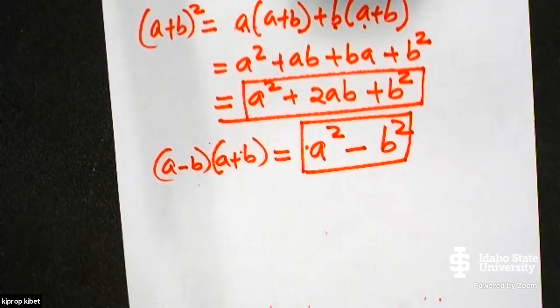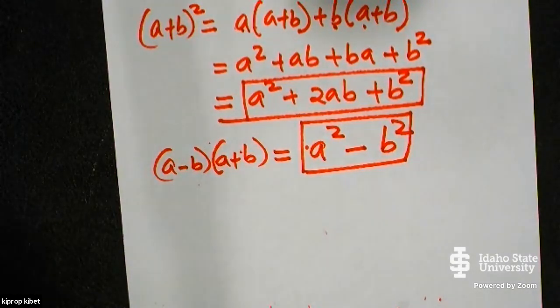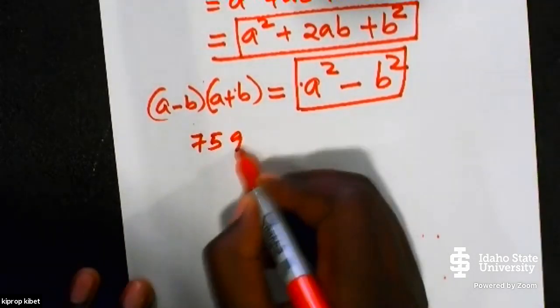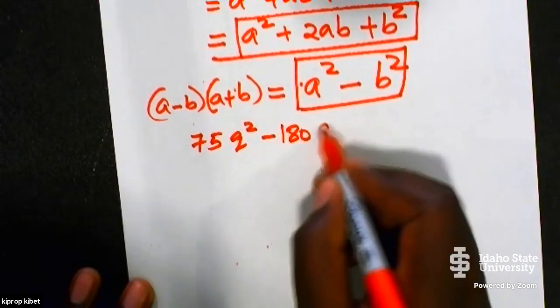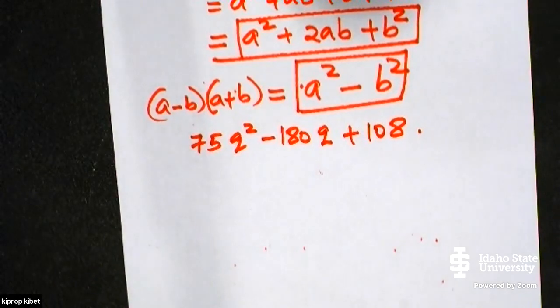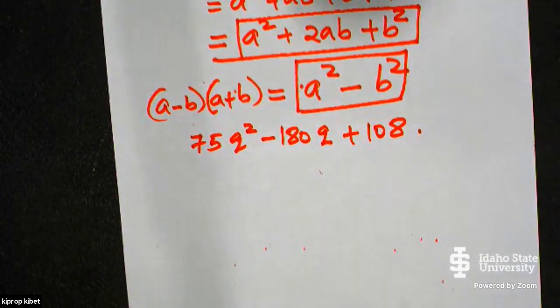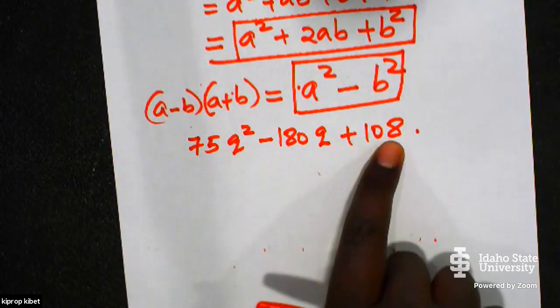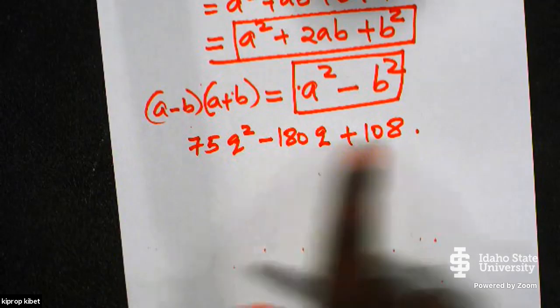So, like the example which I had put there, 75q squared minus 180q plus 108, how will you factorize this using the perfect squares? First of all, you look at whether there is a greatest common factor in 75, 180, and 108.